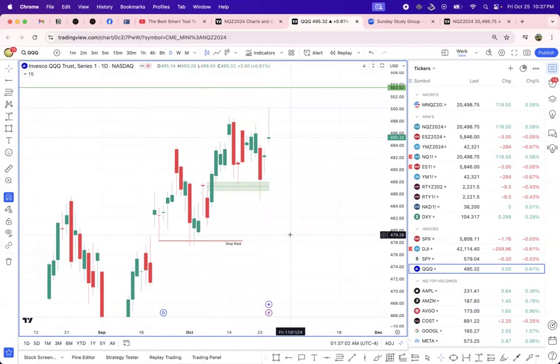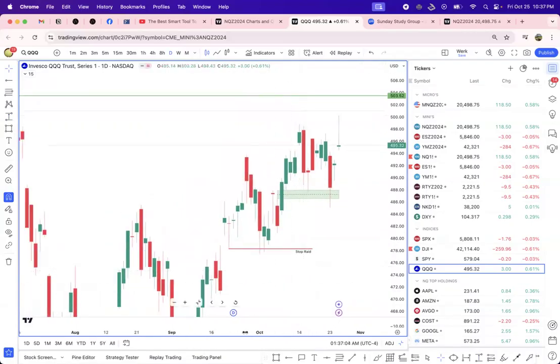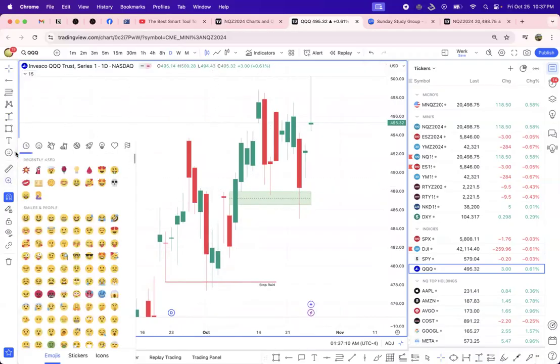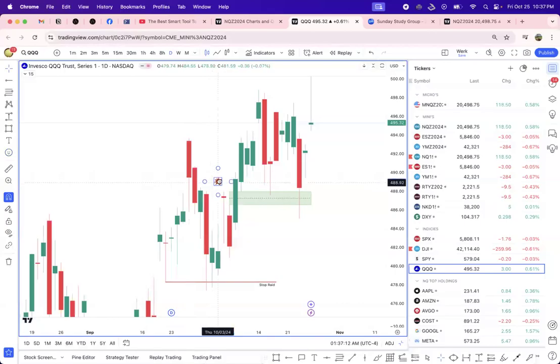Oh, and not to mention, look at this. Oh, God. This 2022 YouTube model on the daily chart on QQQ. 2022 YouTube model: stop run, market structure shift, fair value gap. It came in here once, came back in here again, stopped out people who were long here, and then took it up to previous week's high.